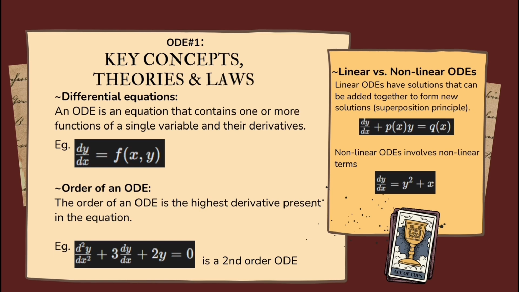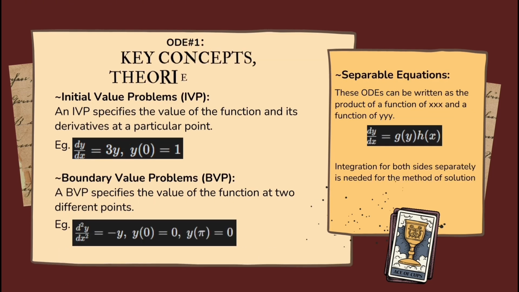Linear versus non-linear ODE. Linear ODEs have solutions that can be added together to form new solutions by using the superposition principle. Non-linear ODEs involve non-linear terms such as dy/dx equals y squared plus x. Initial value problem: an IVP specifies the value of the function and its derivative at a particular point. Boundary value problems: a BVP specifies the value of the function at two different points.